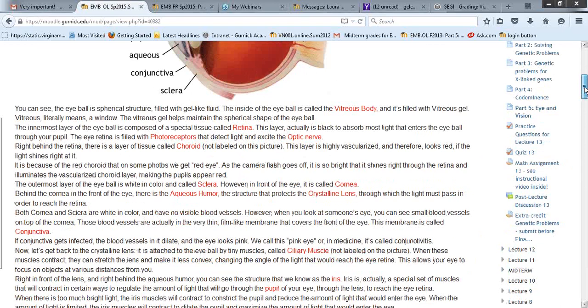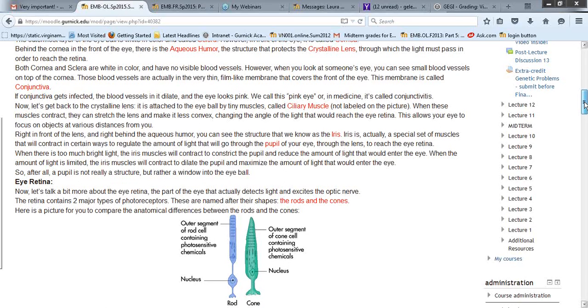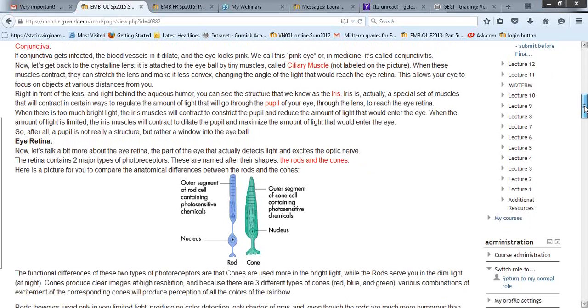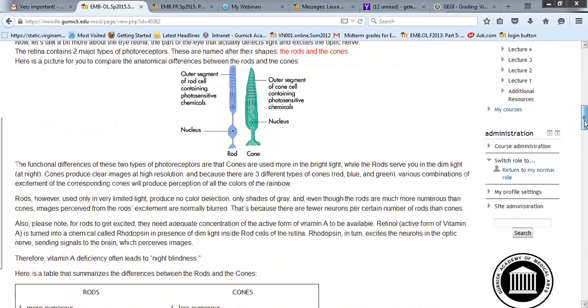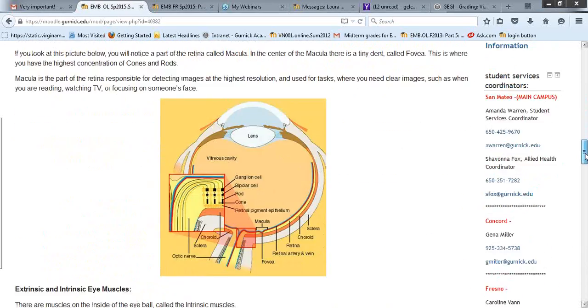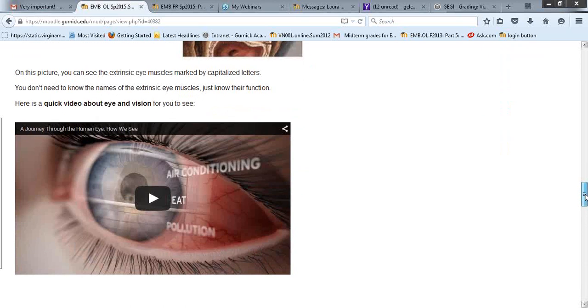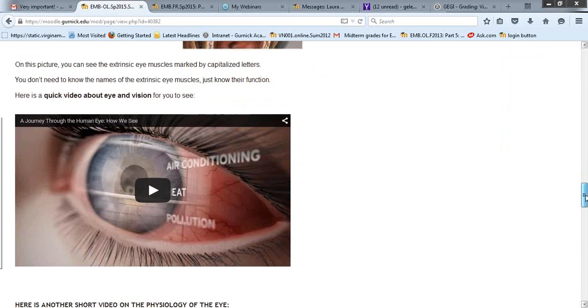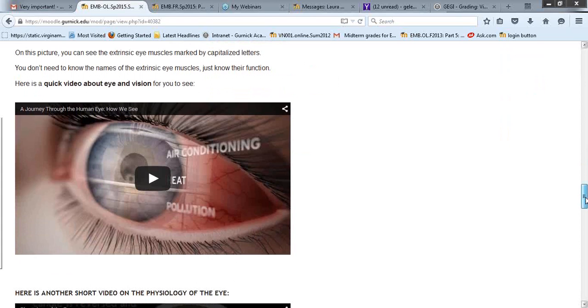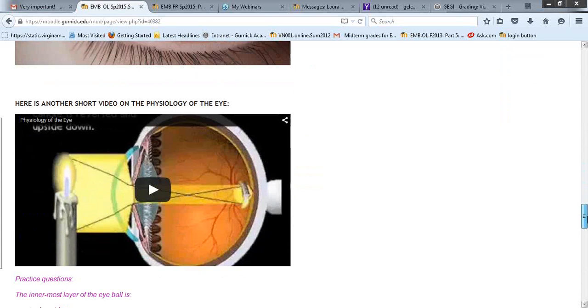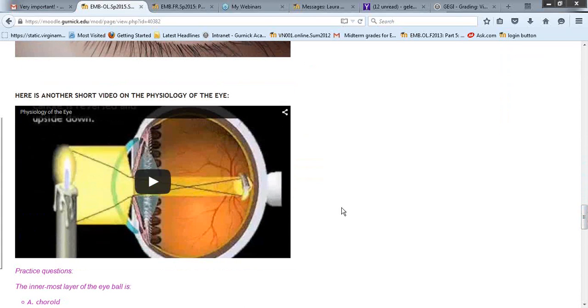So you need to know all these terms that are highlighted in red font and all the terms that I have mentioned here. And make sure to watch this quick video. It is pretty quick and short. And there's another video on the physiology of the eye and how it works.